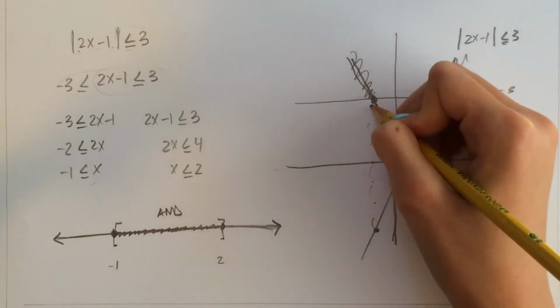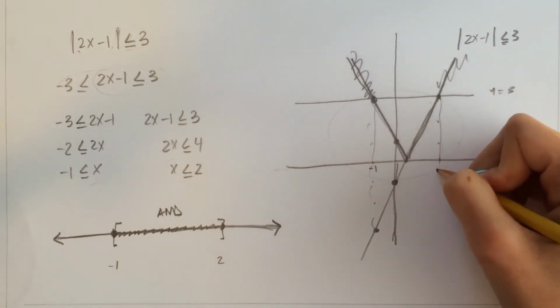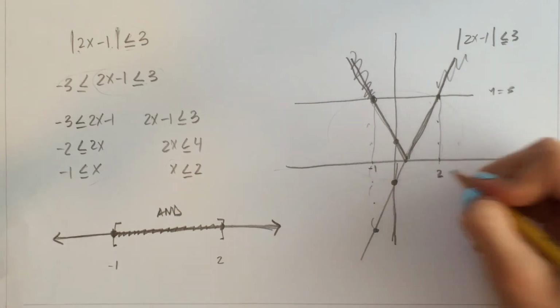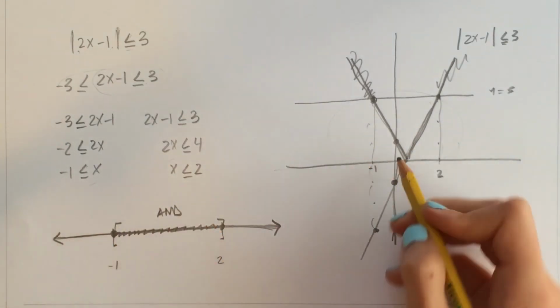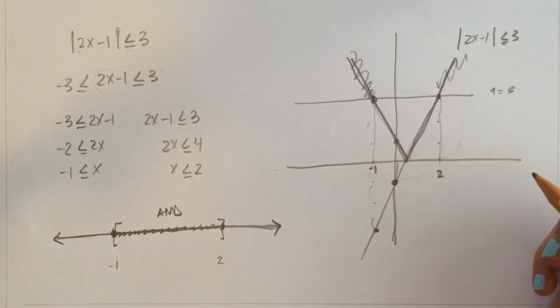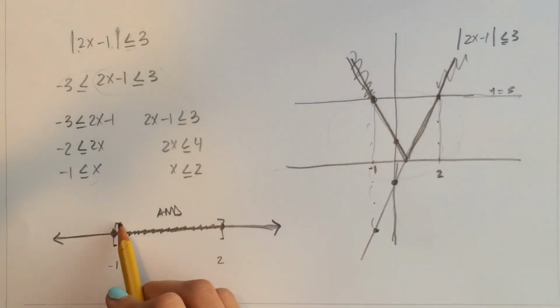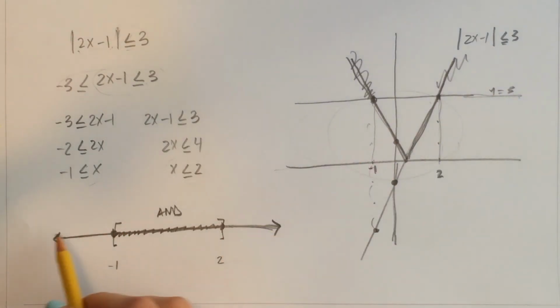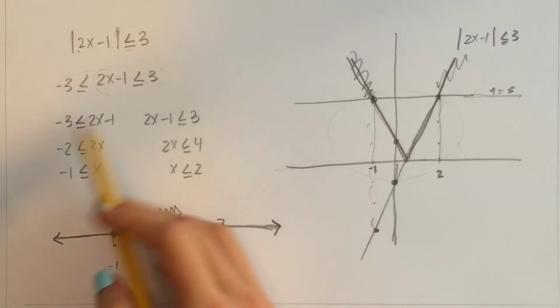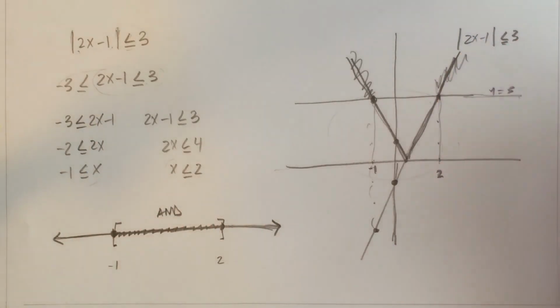So we know that this point is negative 1. This point is 2. And as we can see, we found that x has to be between negative 1 and 2. And I find this to be a very easy way to visualize this. It's a lot easier than a number line, or just solving it. So I hope that helped.